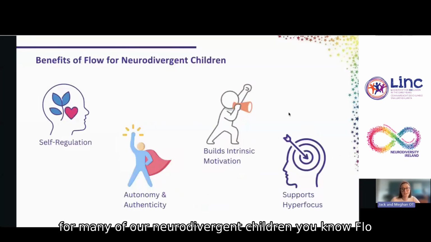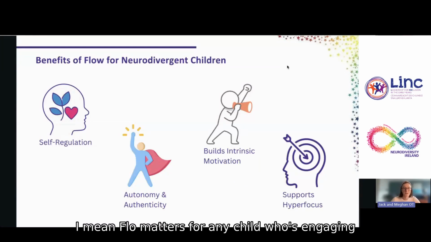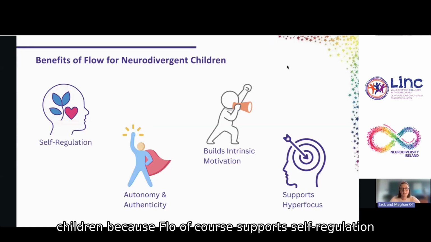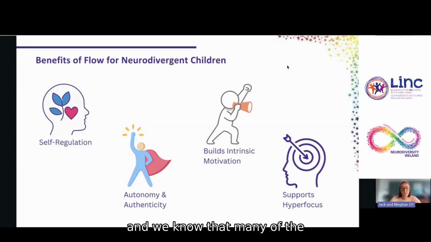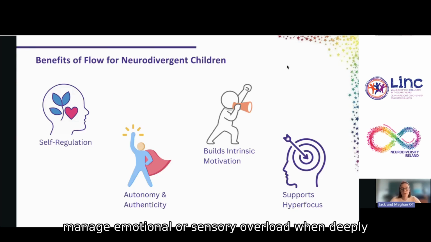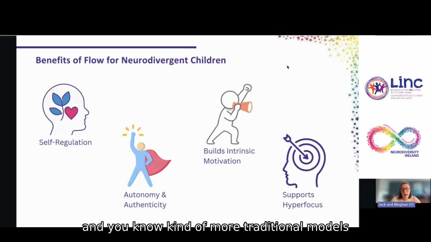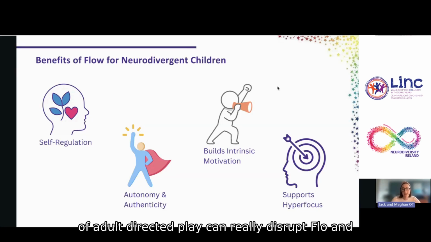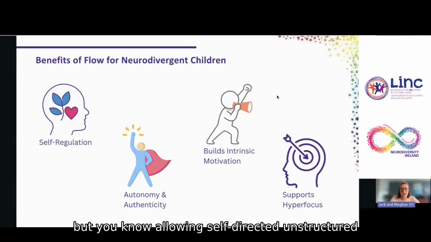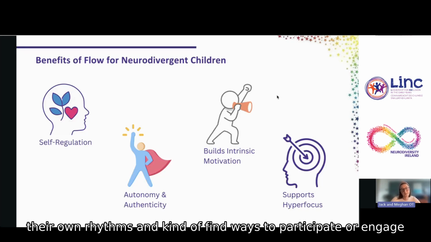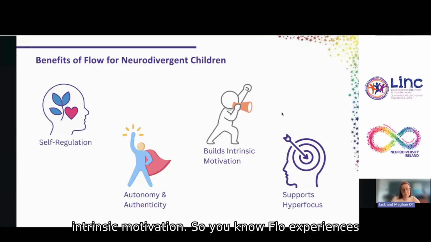But for many of our neurodivergent children, flow matters for any child who's engaging in a play experience, but especially for our neurodivergent children, because flow, of course, supports self-regulation. We know that many neurodivergent children may find it easier to manage emotional or sensory overload when deeply engaged in flow in a preferred activity. Flow preserves autonomy and authenticity. More traditional models of adult-directed play can really disrupt flow and do not create an atmosphere for flow to occur. But allowing self-directed, unstructured play helps neurodivergent children find their own rhythms and find ways to participate or engage in flow. Flow builds intrinsic motivation.